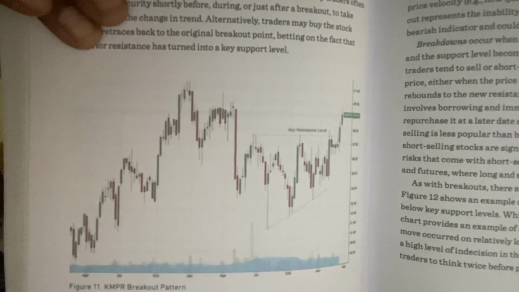Figure 12 shows an example of a descending triangle, followed by a breakdown below a key support level. While the move below $7.60 is a valid breakdown, this chart provides an example of a potentially false breakdown. The downward move occurred on relatively low volume, and the subsequent candle indicates a high level of indecision in the market. Two key factors that may force day traders to think twice before placing the trade.